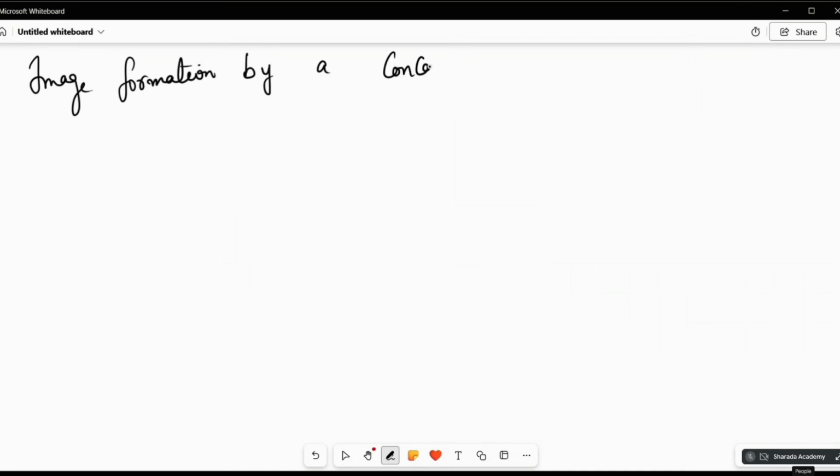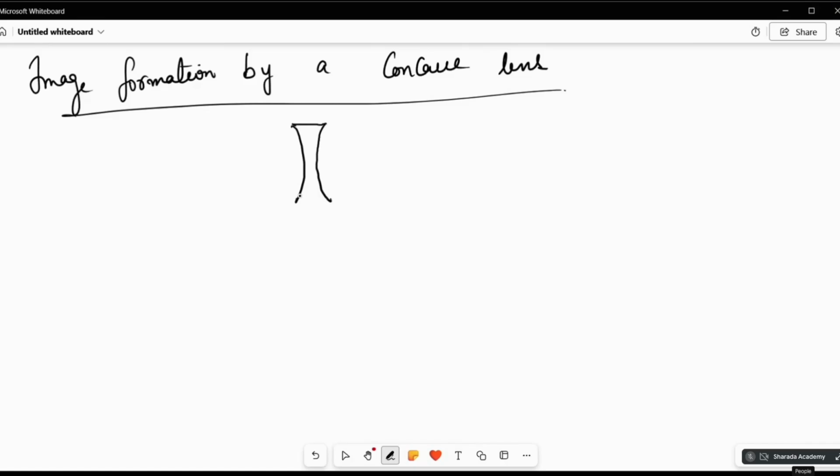By a concave lens. Do you remember, in the convex mirror, how many cases we have? Two cases we had. Similarly, for the concave lens also we have only two cases.